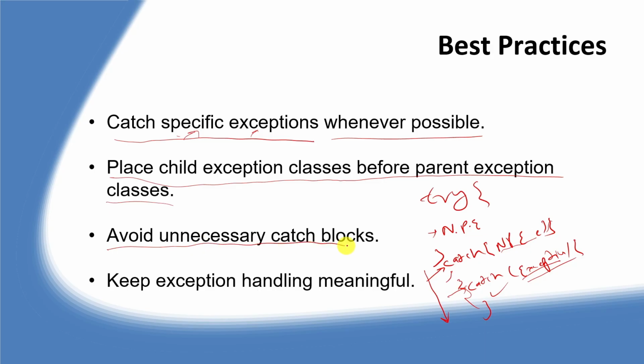Avoid unnecessary catch blocks. We cannot write one for each and every exception, right? So we need to write meaningful catch blocks. It is written here, keep exception handling meaningful. To write clean and maintainable code, always catch specific exceptions first. That means place child exceptions before parent exceptions. So it will avoid redundant catch blocks and provide meaningful handling.